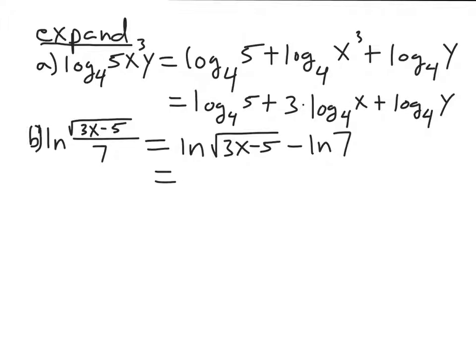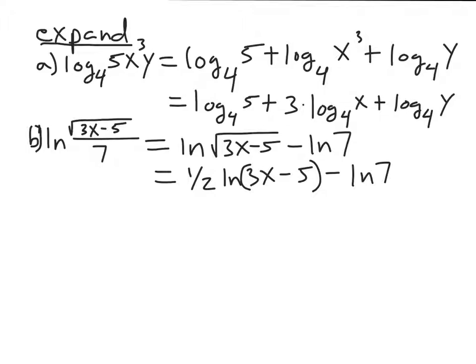Another case where we want to deal with that square root, that's like taking 3x minus 5 and raising it to the 1/2 power. So let's use the third property that we saw today. Pull that out front. And that actually does it. That's as far as we could take that one.